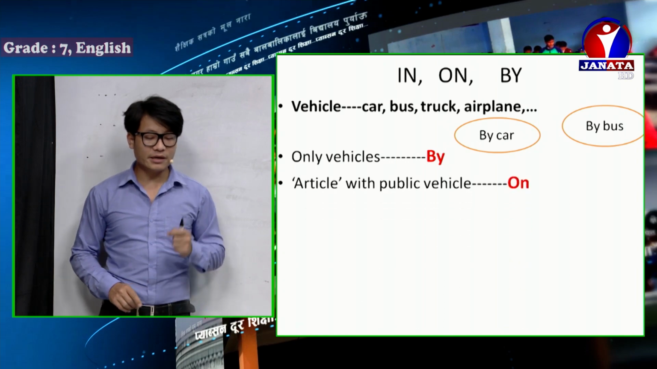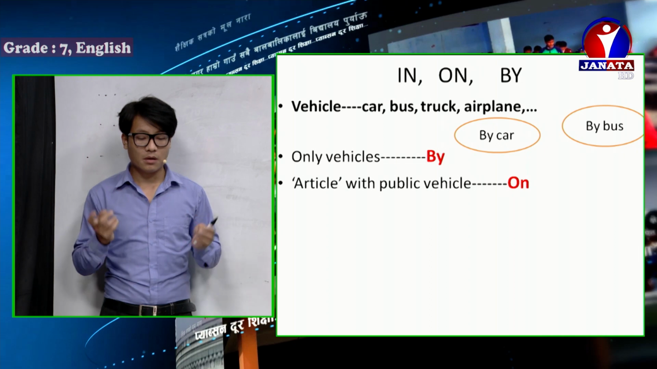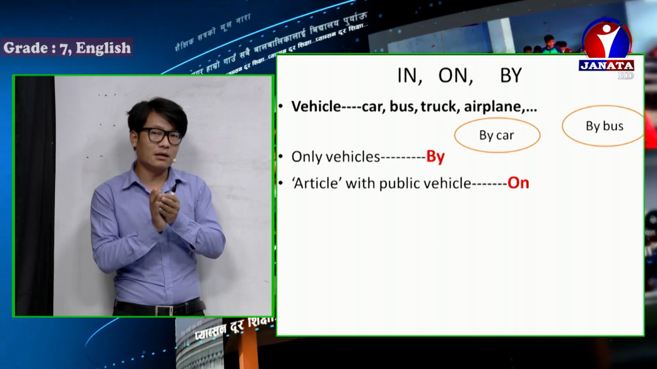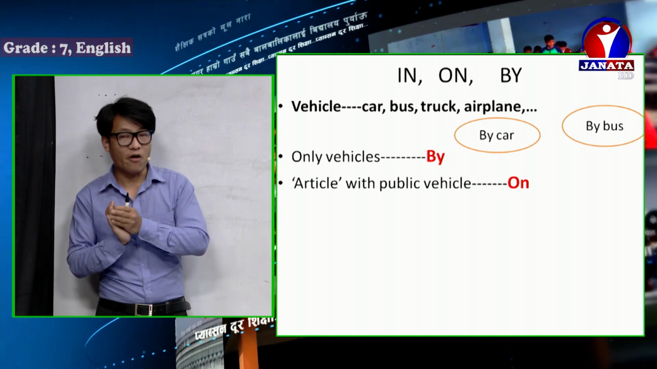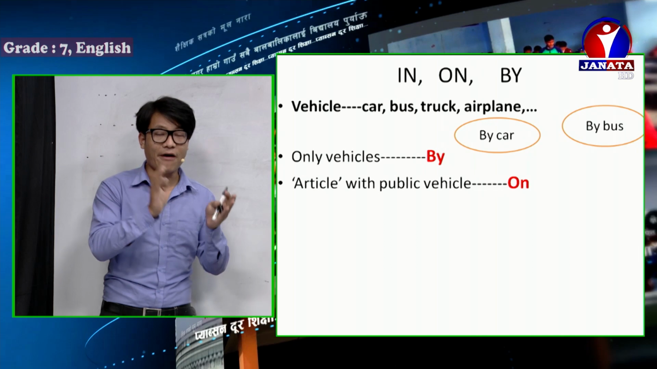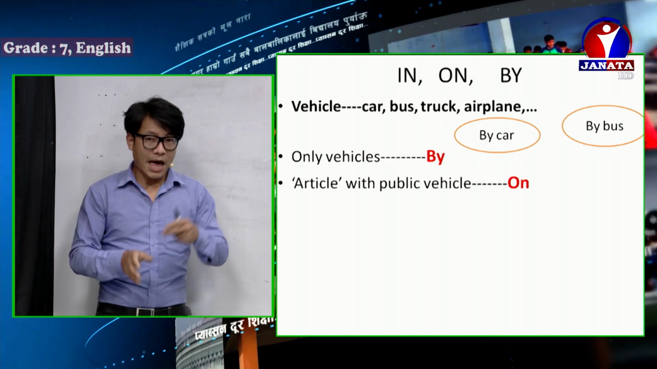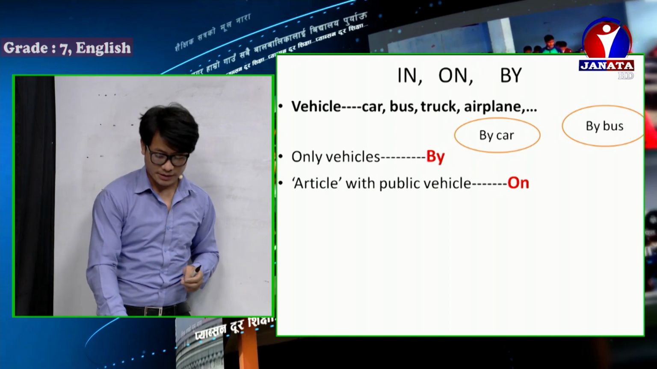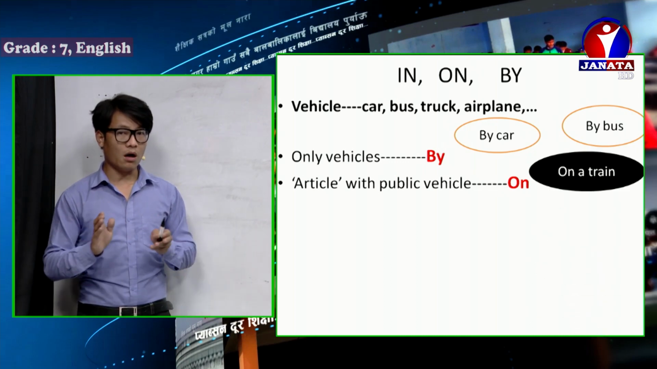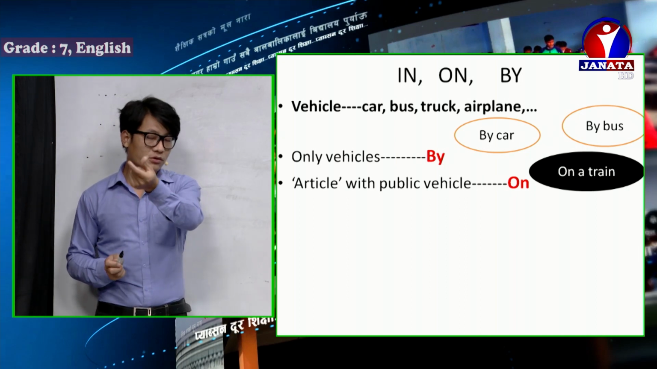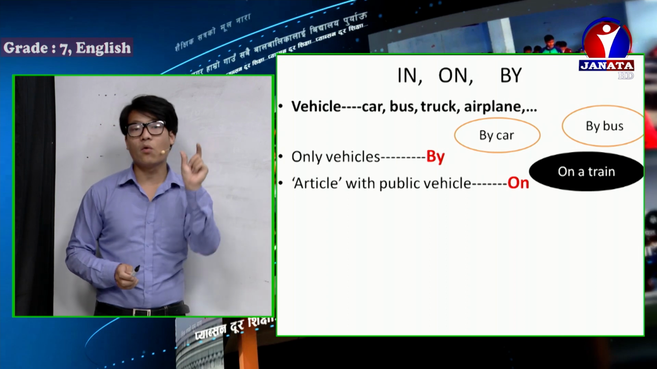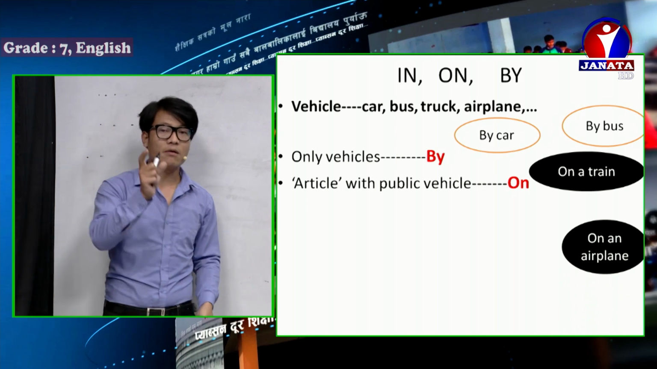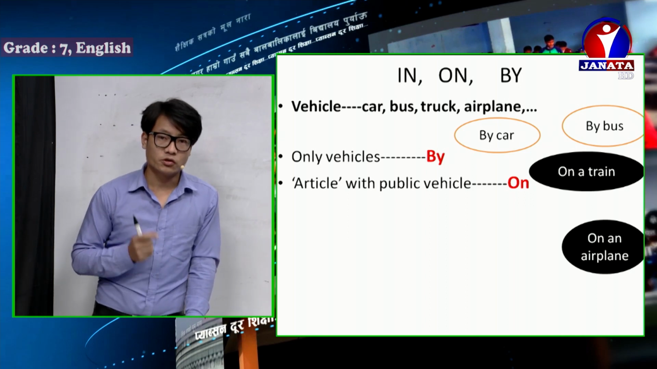Now what will it be if there is an article with a public vehicle? If there is an article with a vehicle and that vehicle is public, then which preposition is used? Obviously, we should use the preposition on. With a public vehicle, we use on. And before the vehicle, if there is an article like a or an, then we should use on. Let me give an example. On a train. Before train there is the article a. So we should use on. Let me give you a next example. On an airplane. Because an airplane is a public vehicle. So we use on.